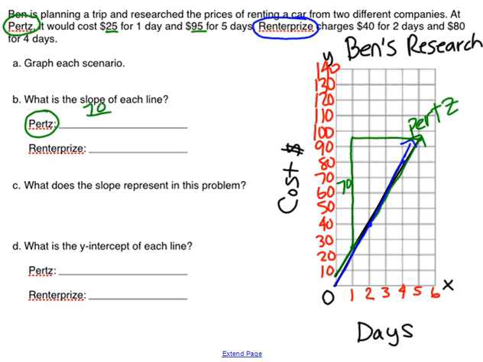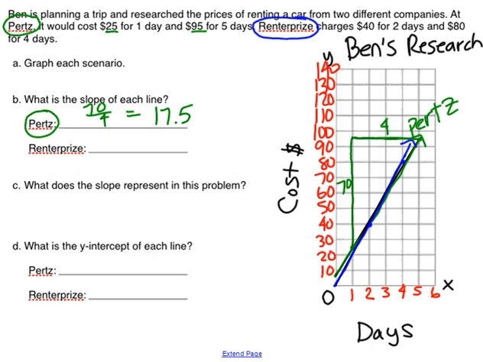And for the run, we went from 1 day to 5 days, so that would be a run of 4. Now, whenever we can, we're going to simplify the fraction. I'm going to turn it into a decimal just because later on it represents your money. So the slope would be 17.5.